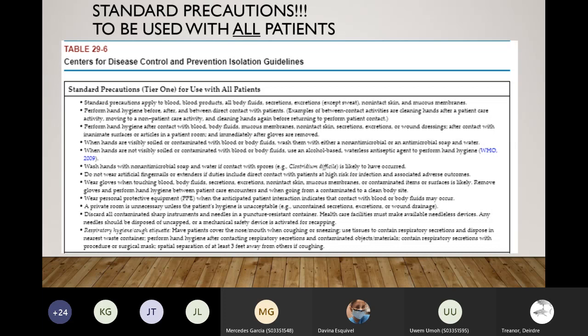Wash your hands when they're visibly soiled or contaminated. When they're not visibly soiled, you can use an alcohol-based hand sanitizer. If your hands are visibly soiled, you must use soap and water. If you come in contact with spores, Clostridium difficile, you must wash your hands. Hand sanitizer does not work. No artificial fingernails or extenders if you have direct contact. That is part of our dress code anyway.